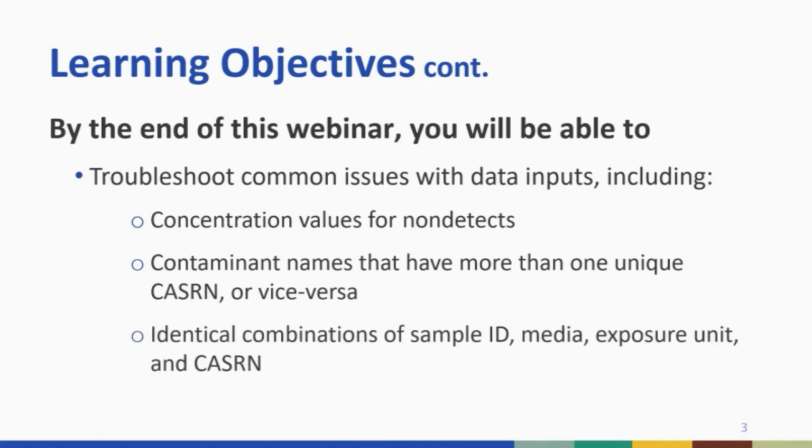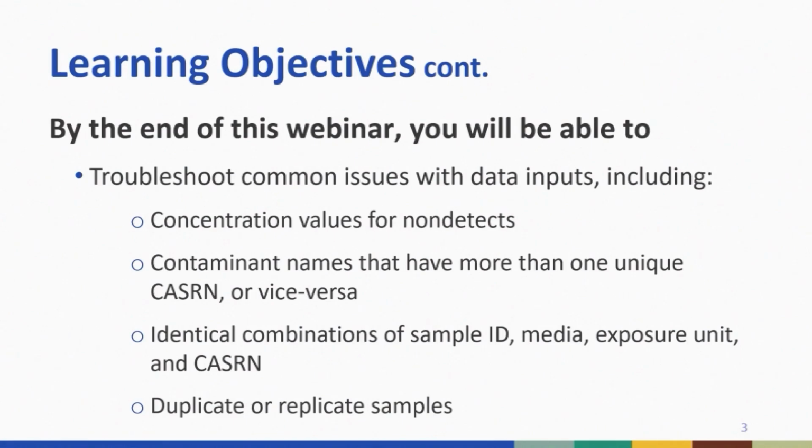We'll look at what happens when the data import template includes duplicates of information in the sample ID, media, exposure unit, and CASRN fields. And we'll also talk about how to process data and replicate samples before calculating EPCs. Next, I'll provide some reference materials that may be helpful when you're using the EPC tool.